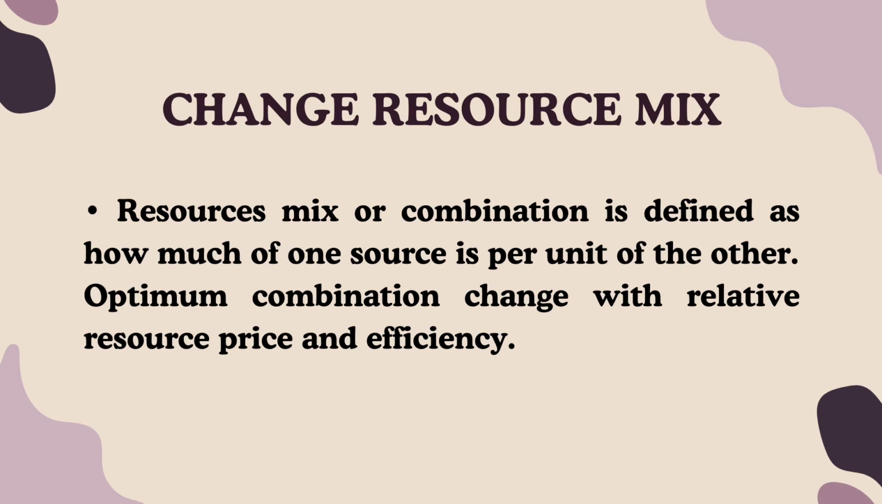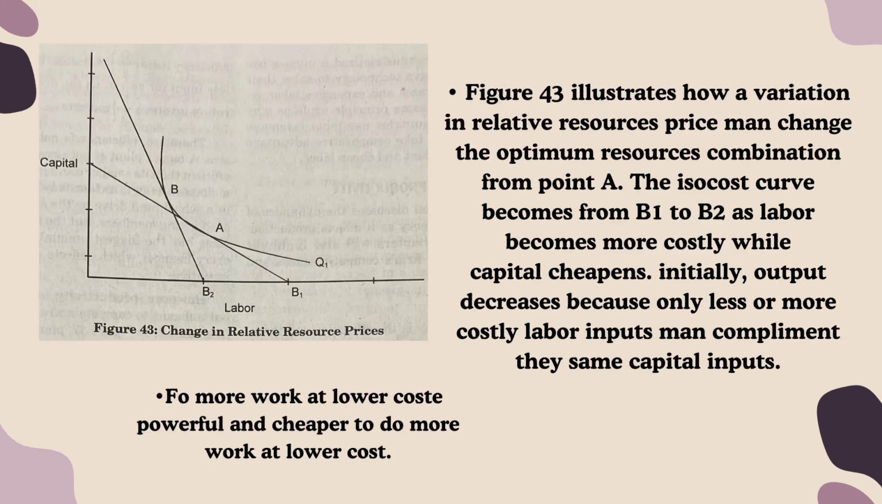Change in resource mix. Resource mix or combination is defined as how much of one resource is used per unit of the other. Optimum combination changes with relative resource price and efficiency. Figure 43, change in relative resource price. For more work at lower cost, powerful and cheaper to do more work at lower cost.